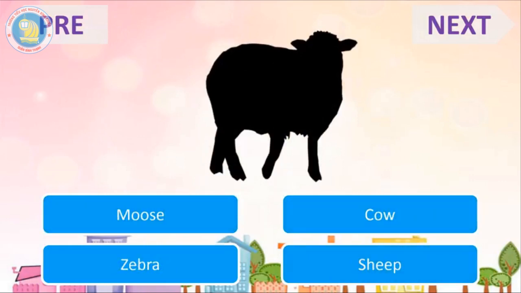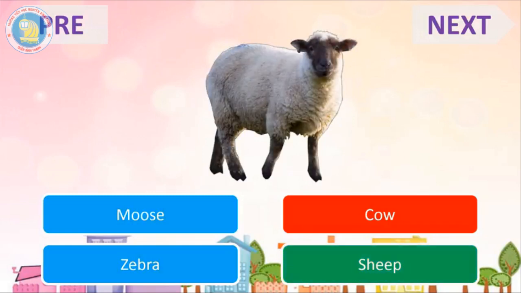Next, what's this? Is this a cow? Cow. No, it isn't. What's this? Is this a sheep? Sheep. That's right. Okay, everyone, you listen and repeat. It's a sheep. It's a sheep. Very good.